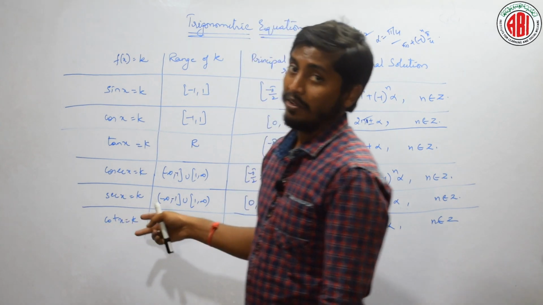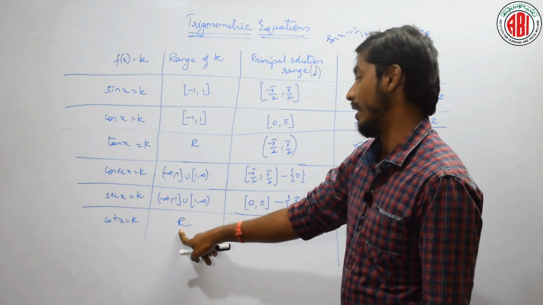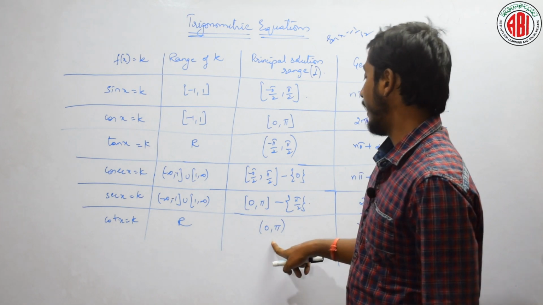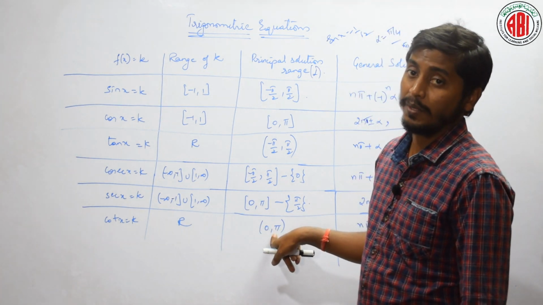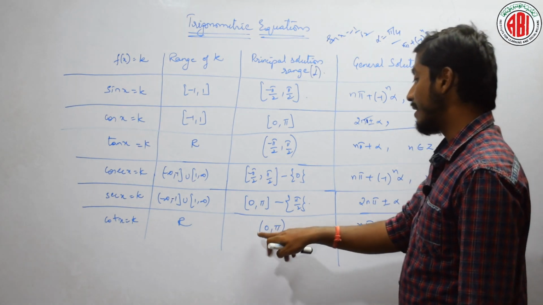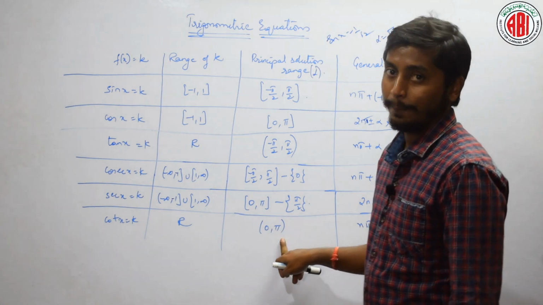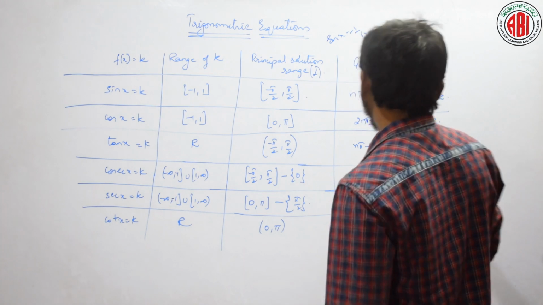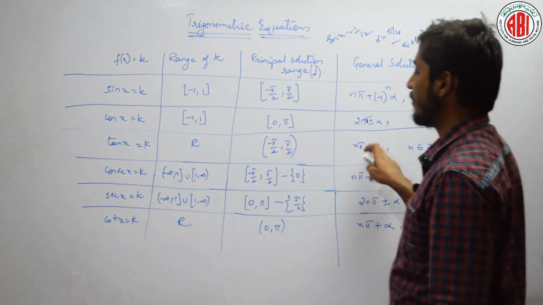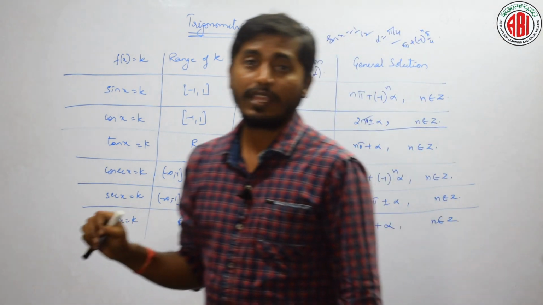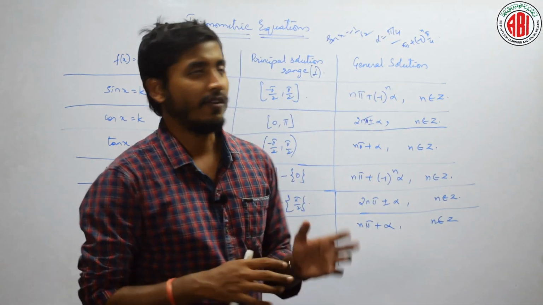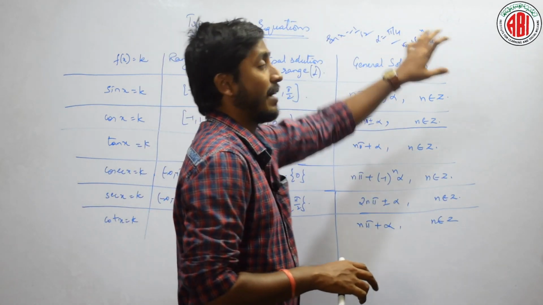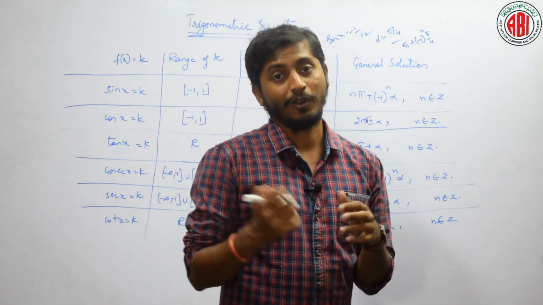This also has the widest range, that is the whole set of real numbers, and the principal solution lies between 0 to pi, excluding 0 and pi. Now see here, the general solution is again similar to tan x equal to k. By using this kind of formula and these kinds of examples, we are going to solve more and more problems.